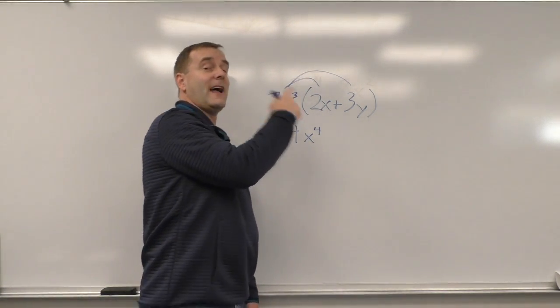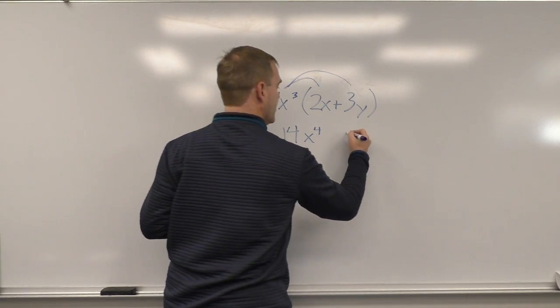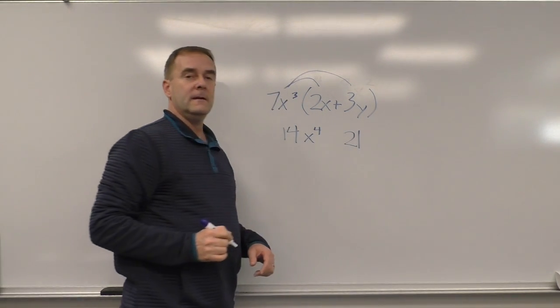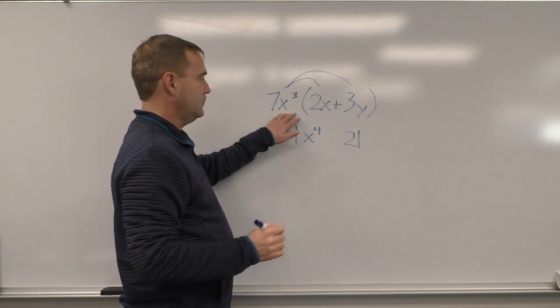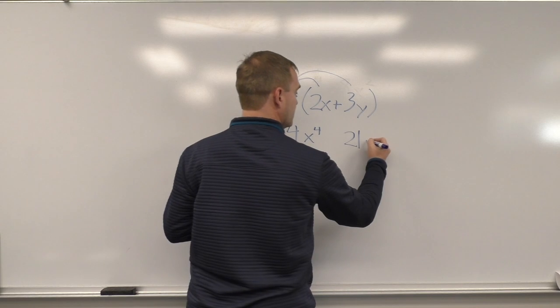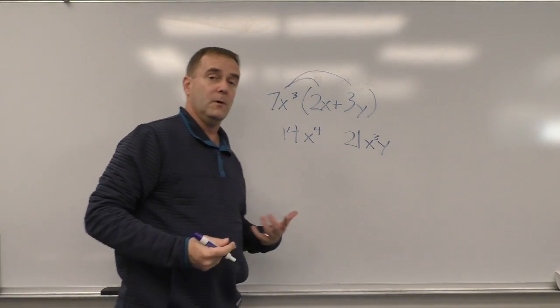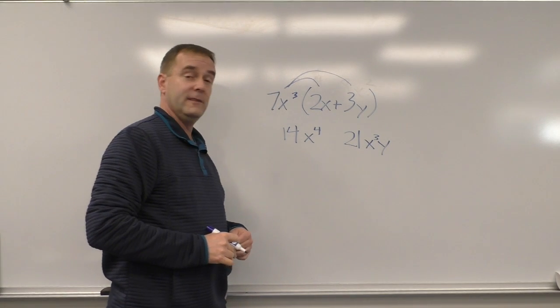Now we'll take care of the second, where we'll take the coefficients once again, the 7 and the 3, and we'll multiply those and they multiply easily. And then we'll take the x times x times x and multiply it times the y. Well, it's a completely different variable, so we're basically going to have to leave instructions for the next person to say you'll multiply those together as soon as you figure out what's in them.